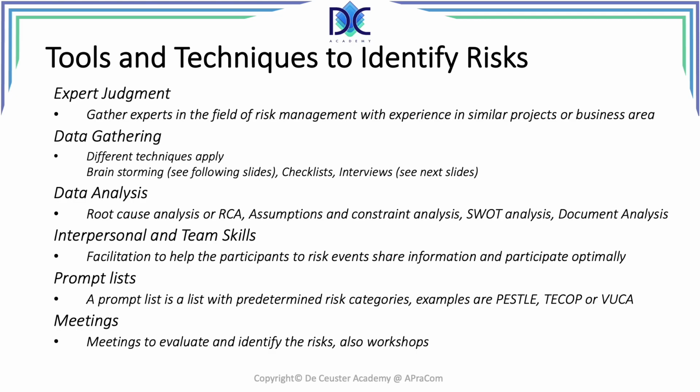When we look at tools and techniques, we look at some different elements that we can consider. One of the elements that's always important when we are identifying risk or when we are working on certain processes is in fact expert judgment. You try to get some people who are experts, subject matter experts in this area, and people who have experience with similar projects or similar business. There are different ways of data gathering. We look at brainstorming, checklists, and interviews. We look at those later.